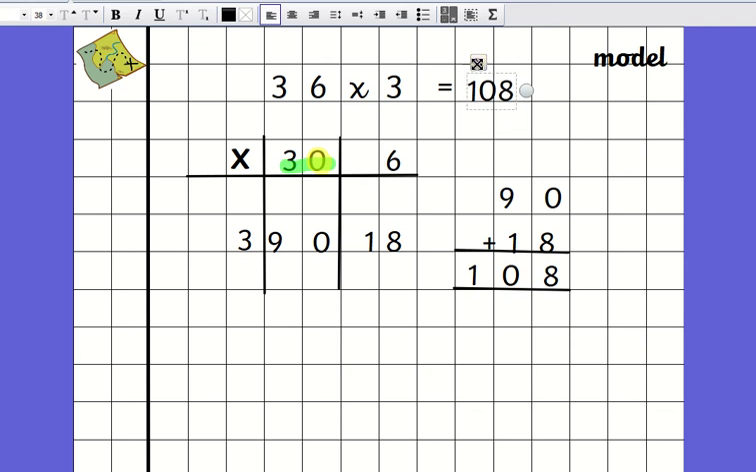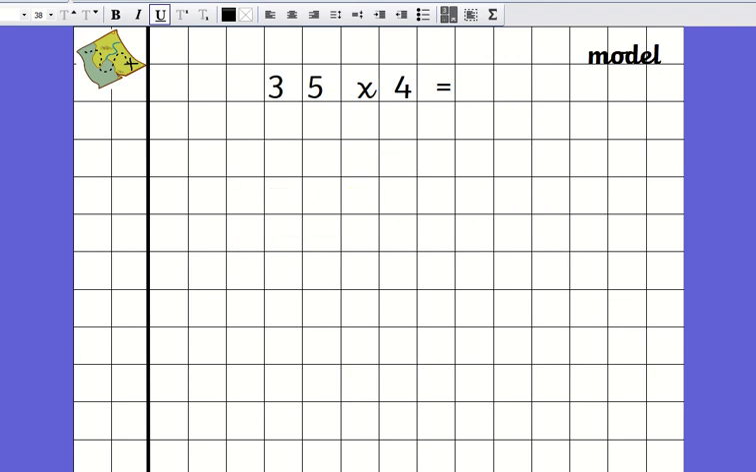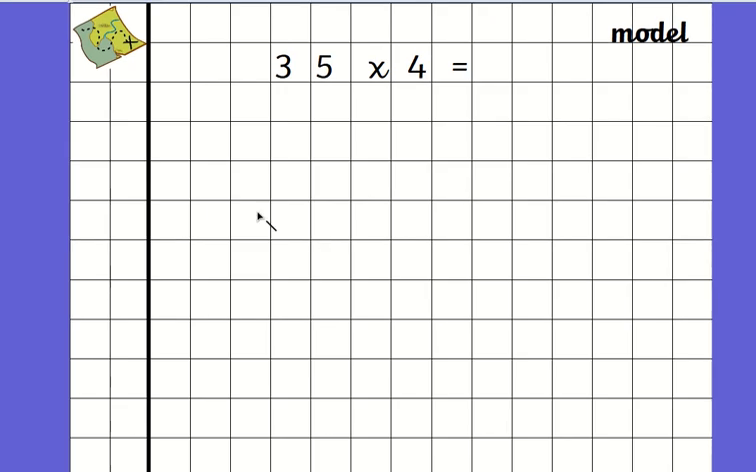Okay, so 108. The main thing to remember when you're doing this is if you do pretend that this isn't a multiple of 10, that's fine, but then you need to times your answer by 10 to get there, okay? Right, I'll show you one more.